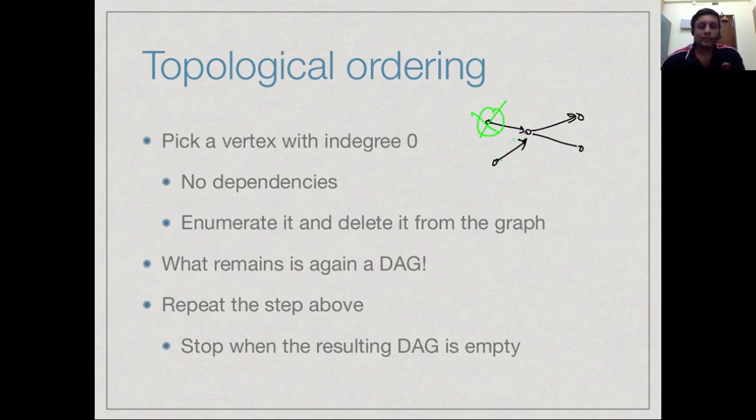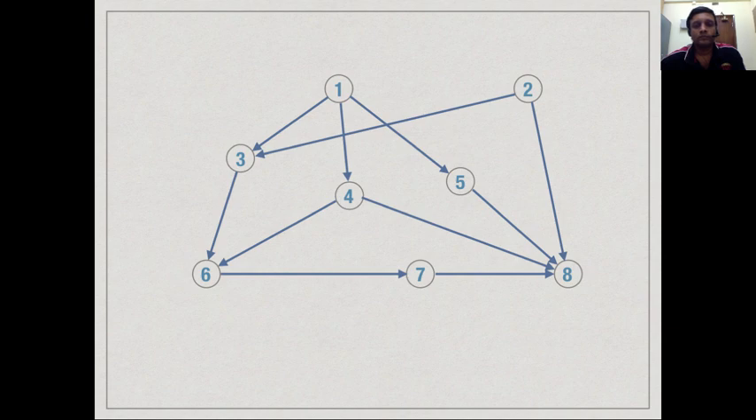So we can apply the same criterion. This new DAG must also have at least one vertex with in degree 0, so we can enumerate that and keep going. Right? So we keep enumerating vertices with in degree 0 until the DAG becomes empty. Each vertex we enumerate, we will delete from the DAG. So let us apply this strategy to this DAG.